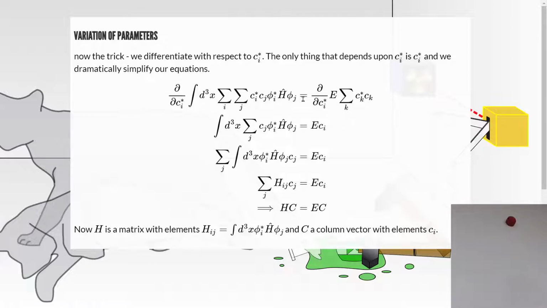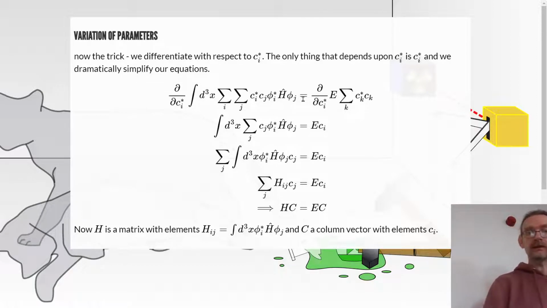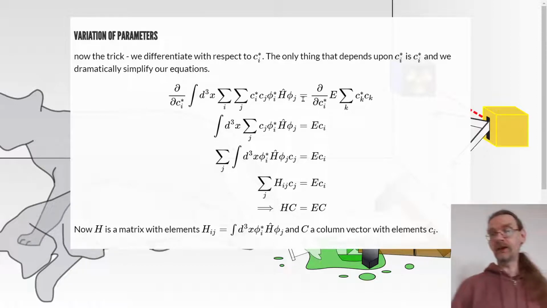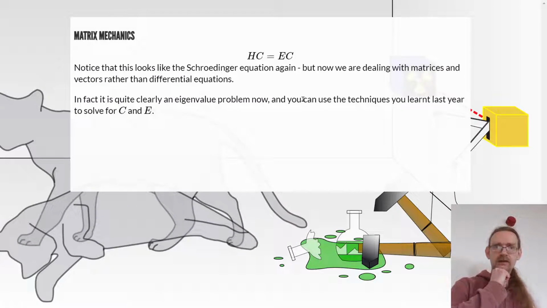Right. So where we finally got to was this equation, HC = EC, which looks like the Schrödinger equation, but instead of a differential equation in some continuous variables, it's a matrix equation. For instance, with two atoms, it could be a 2 by 2 matrix, C being a column vector with two numbers in it, which will be how much of the different atomic solutions.